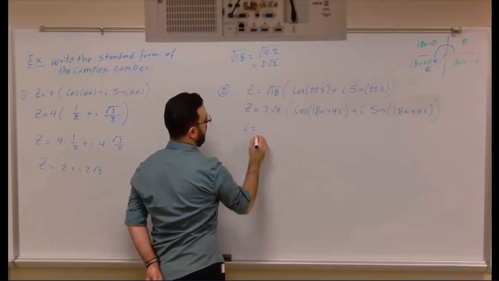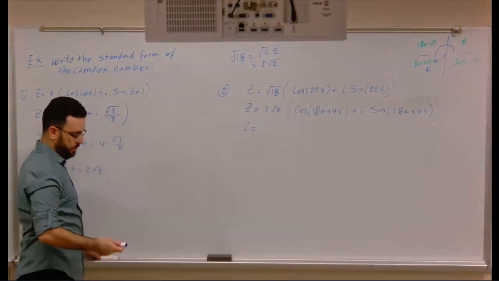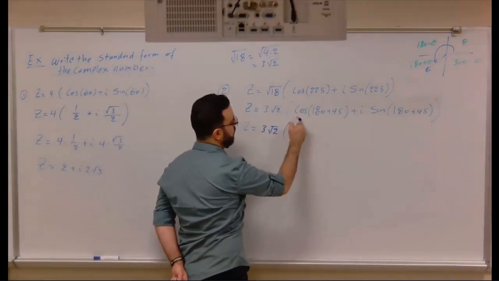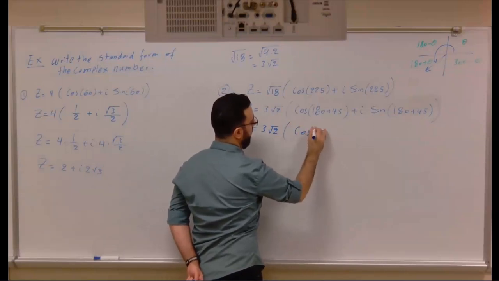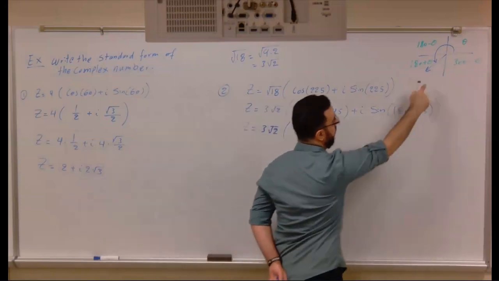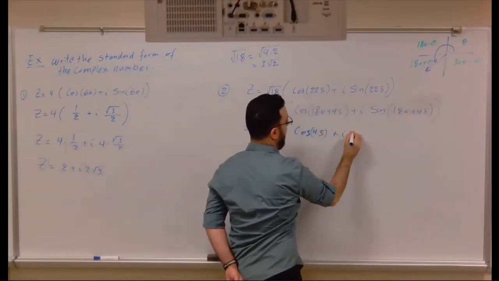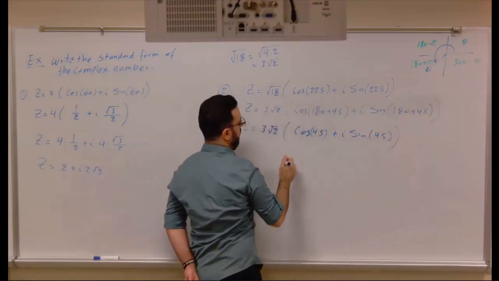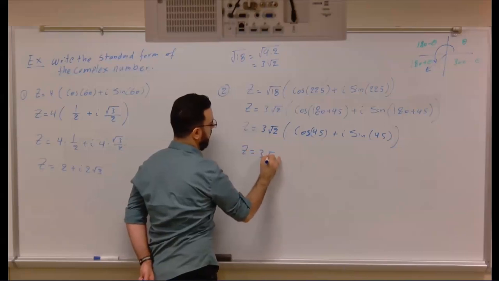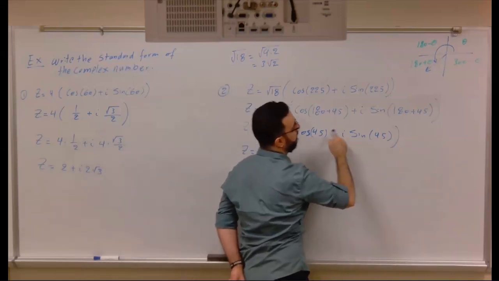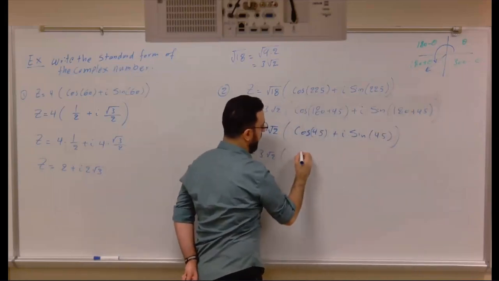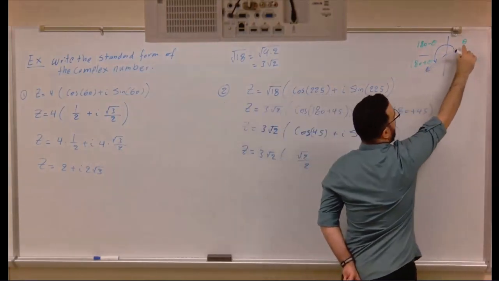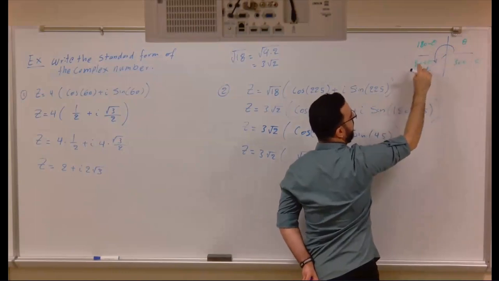That means Z is going to be equal to square root of 2. This one is going to be cosine 45, but be careful, we're working on here, plus I sine 45. Z is going to be equal to square root of 2 cosine 45. How much is going to be the cosine? You can say square root of 2 over 2, but we're working on this coordinate. All positive. The sign is positive.